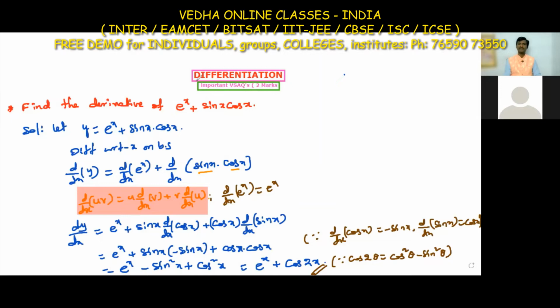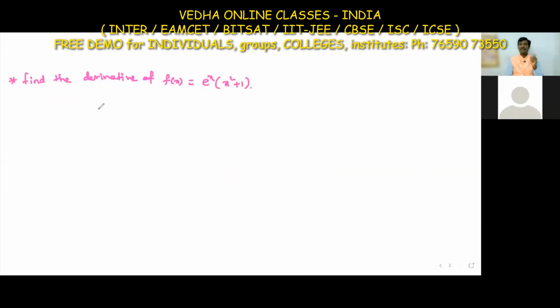Okay, the differentiation formulas, whatever we have, are very, very important. Find the derivative of f of x is equals to e power x into x square plus 1. Okay, here the given function f of x is equals to e to the power x into x square plus 1. Now we are differentiating with respect to x on both the sides.